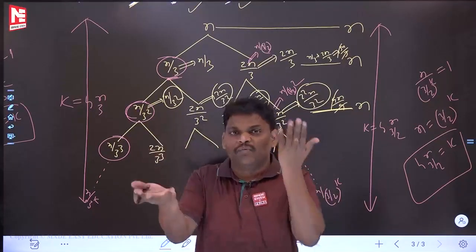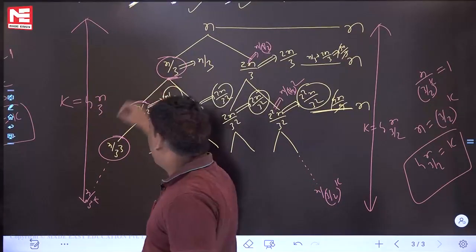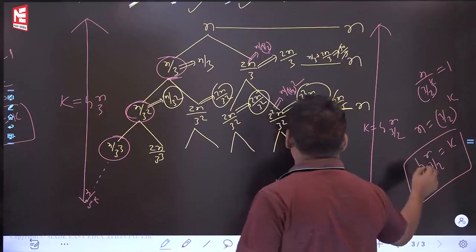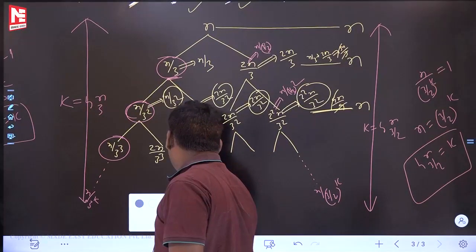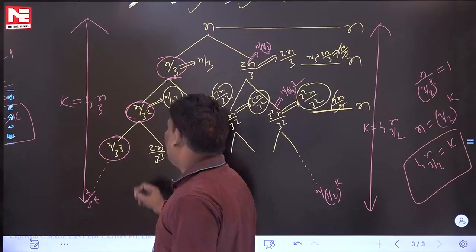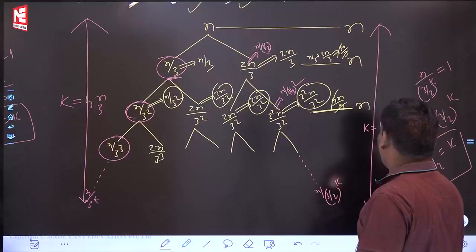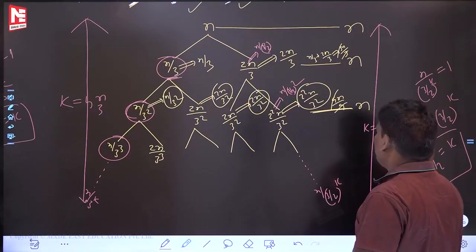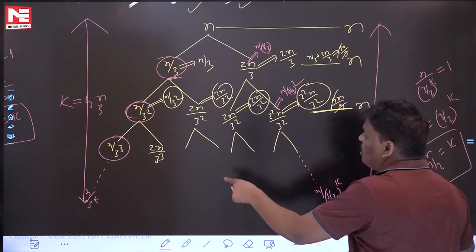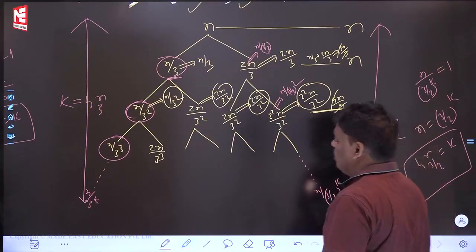You are dividing differently, so different heights came. Log n base 3 is the left height, log n base 3 by 2 is the right height. It's okay. Which is bigger, log n base 3 or log n base 3 by 2? Everyone knows 3 by 2 means 1.5, and a small base means a big value. Log n base 3 is the very small value, log n base 1.5 is the big value. What is the meaning?